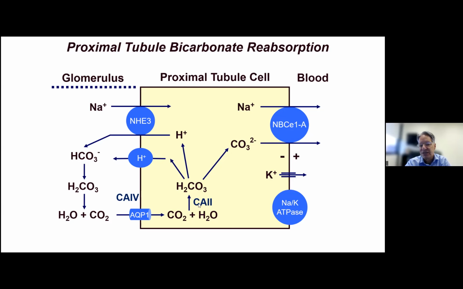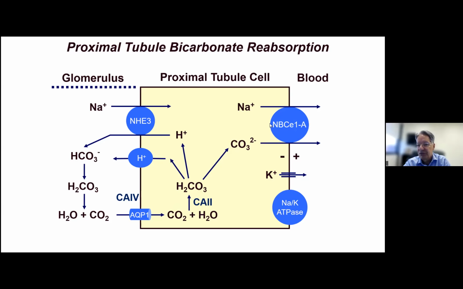It's a bunch of indirect processes. There's no direct process of physiologic importance that takes bicarbonate intact from the glomerular filtrate into the cell, and then from the cell to the basolateral membrane. It's all indirect, by converting bicarbonate first into carbon dioxide, and then converting the carbon dioxide into carbonate.